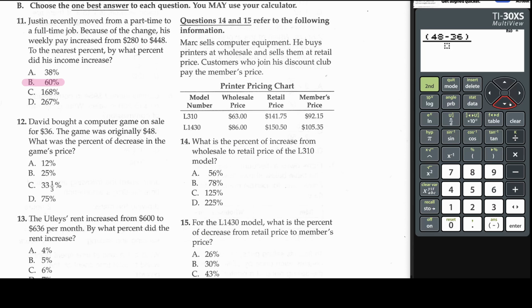Okay, since it's a decrease, that means the 48, the larger number, is on the bottom. Okay, exit out. Now multiply by 100. Press Enter key. That's a 25% decrease. So our choice is going to be B.